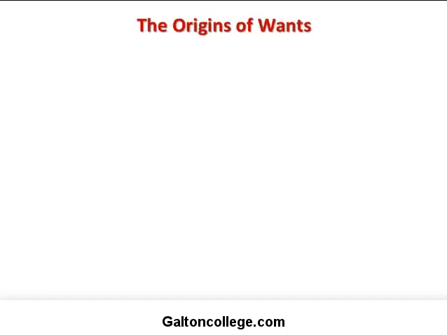Now the origins of wants, well, wants for a start lead to our demand for goods. So our demand for goods and services starts as wants, and that is essentially a psychological thing. That is within our heads. Our wants are our desires.